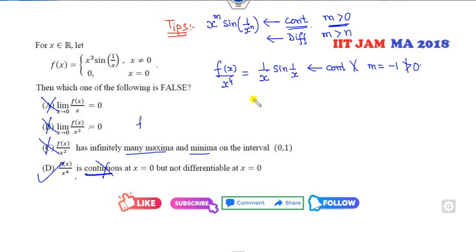Is it differentiable? Again, it is not differentiable, because in this case m is -1 and n is +1. So -1 is not greater than 1, so it is not differentiable. So this option is correct. This part is correct, but the function is not continuous, so that's why D is my right answer.